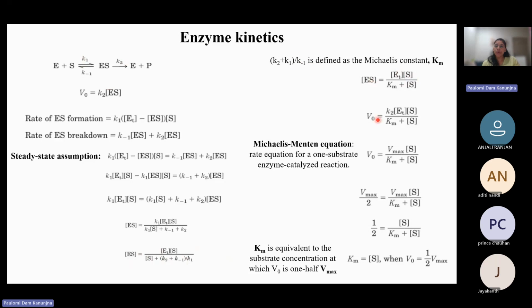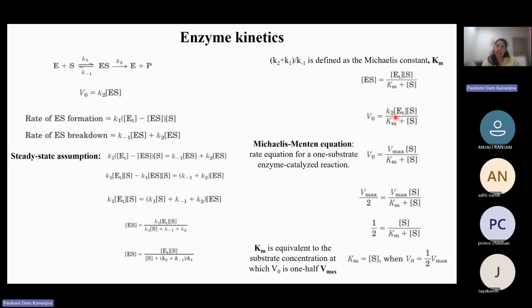Okay, so what do you do? You now say you have V0. So you have done K2 into Et. So ES is basically the velocity of the reaction. So you have introduced K2 into ES. K2 into ES is V0. So V0 is here and K2 is here. K2 into Et into S.